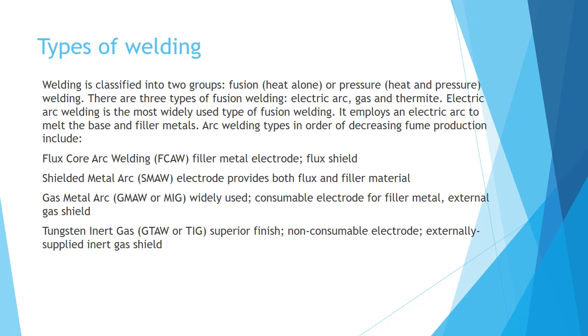Arc welding types in order of decreasing fume production include flux core arc welding, which is filler metal electrode, flux shield; shielded metal arc, where the electrode provides both flux and filler material; gas metal arc, which is widely used, with a consumable electrode for filler material and an external gas shield; and then tungsten inert gas, which is a superior finish, with a non-consumable electrode and externally supplied inert gas shield.